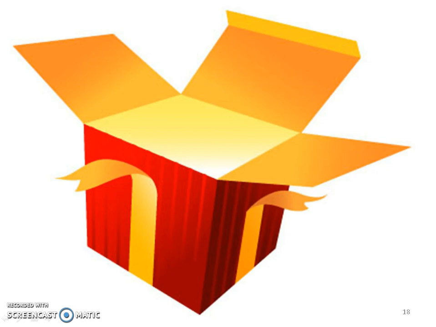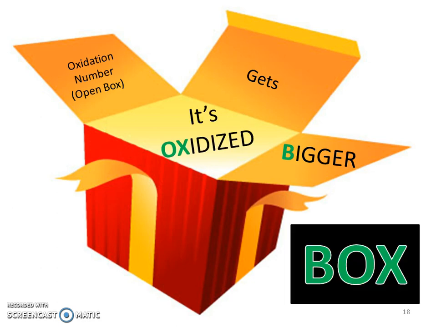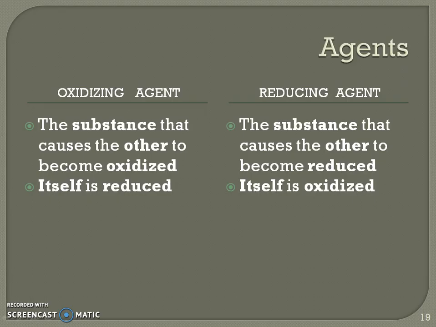Or, and this is my favorite that I found, box. The oxidation number gets bigger, so it's being oxidized. So I like to remember box. Oxidation number, charge number getting bigger. That means it's being oxidized.